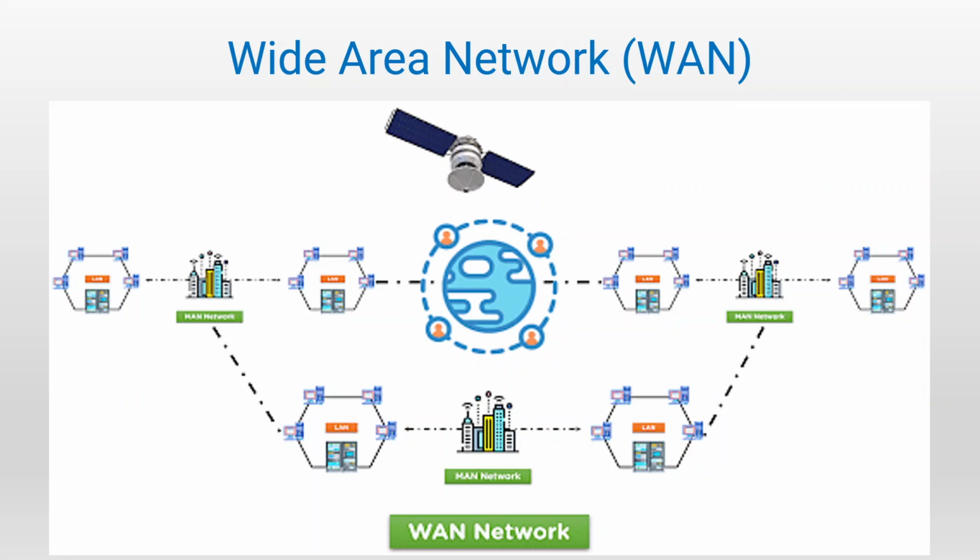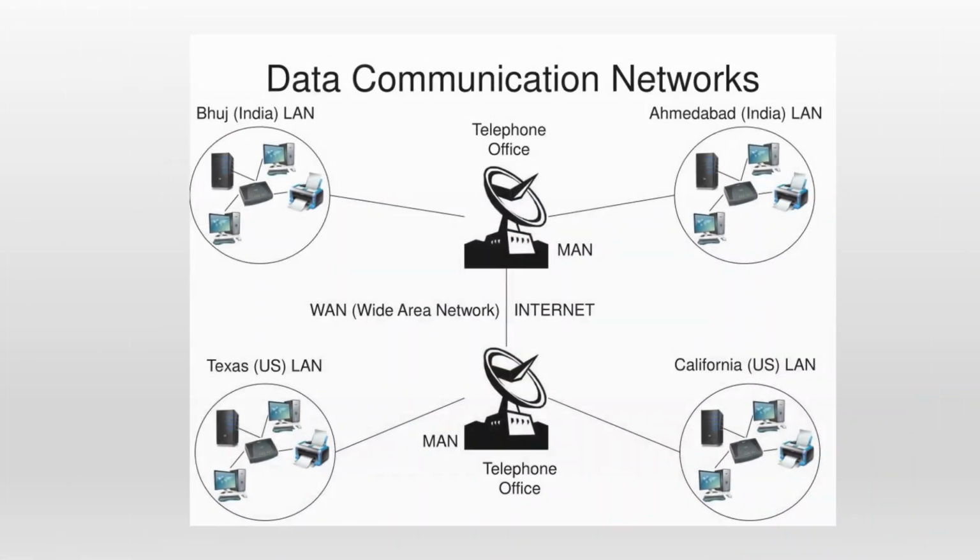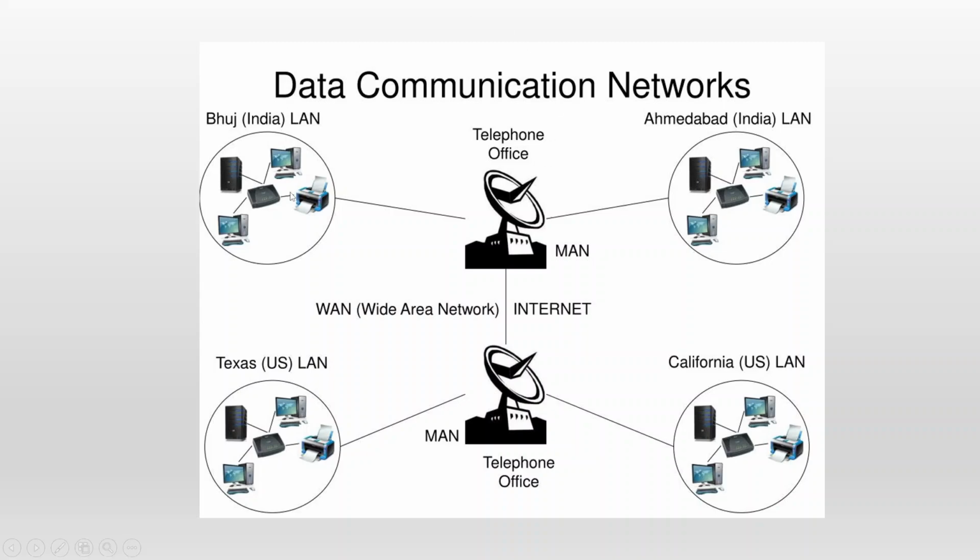So this is an example of how the data will be transmitted, or how the connections will be, in a wide area network. This is the pictorial representation of a wide area network. Through the satellite the data will be communicated. So here within India, some city has a LAN network, and Ahmedabad has another LAN network, and California in the US has another LAN network, and Texas in the US has another LAN network. These two will be connected through a MAN network, and these two in India will be connected through a MAN network, and these networks will be connected to the wide area network, that is through the internet. So this is the network classification based on its size and geographical area.